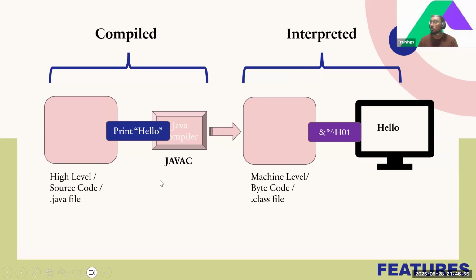What is H01? It is just a low level language. It is not like H01. This is just an example I have taken. You have given high level language. See here, print hello. This is high level language. You gave it to the Java compiler, and the Java compiler converted it to low level language. Low level means only the machine can understand. Are you able to understand this language? No, only the machine can understand this. And you are giving that low level language to the machine. This is just an example I have taken to explain the way it is converting high level to low level.